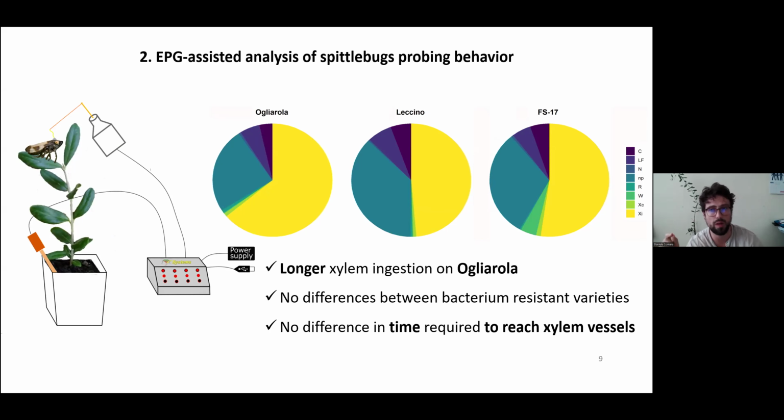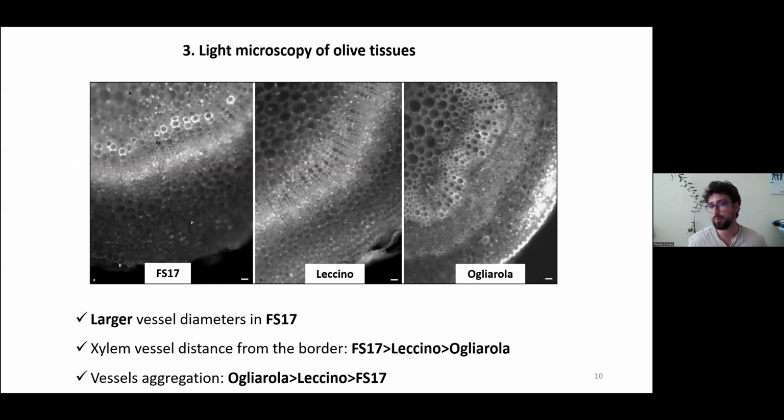Again, there were no other significant differences. On the three varieties, Philaenus took exactly the same time to reach the xylem and to do other kinds of activities, and the only difference was the duration of xylem ingestion: longer on the bacterium-susceptible variety, shorter on the bacterium-resistant varieties. So, looking at this data from the choice test, no-choice test, and EPG, we sought an explanation using both microscopy to analyze the xylem vessel anatomy and characterization of the primary metabolites present in the xylem sap. First, microscopy: we randomly chose samples from the apical portion of olives where Philaenus fed.